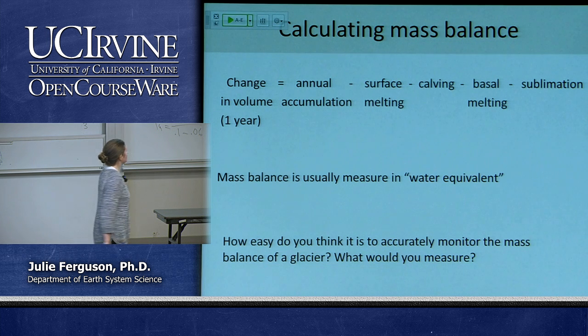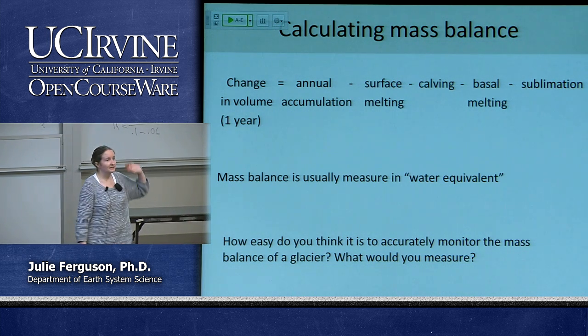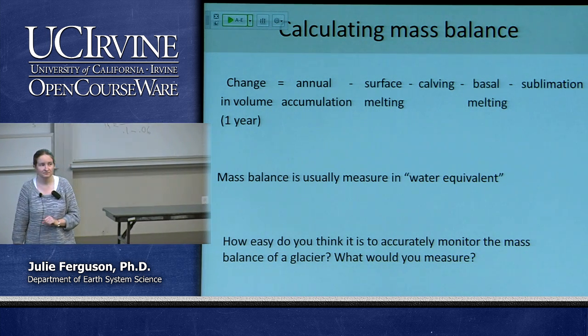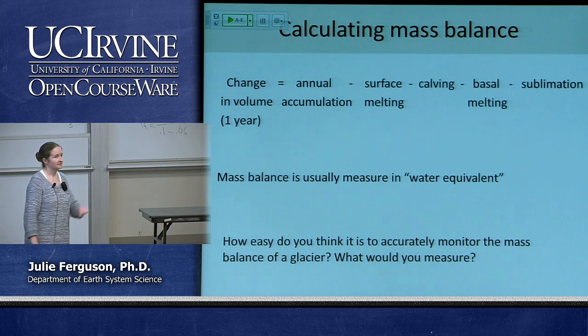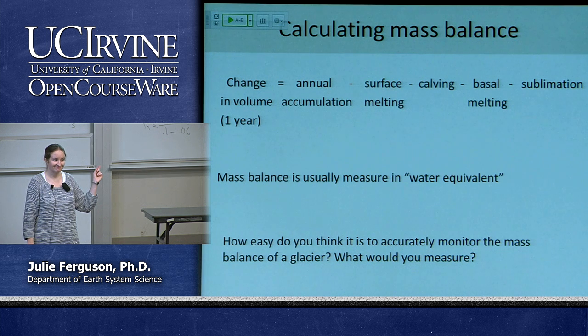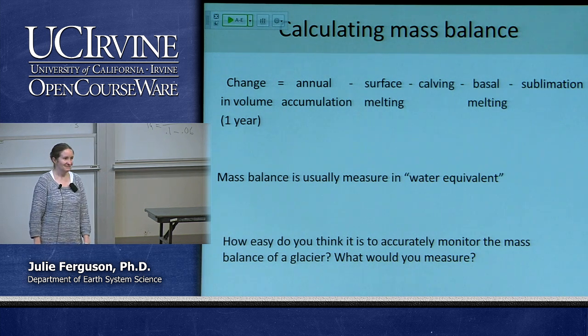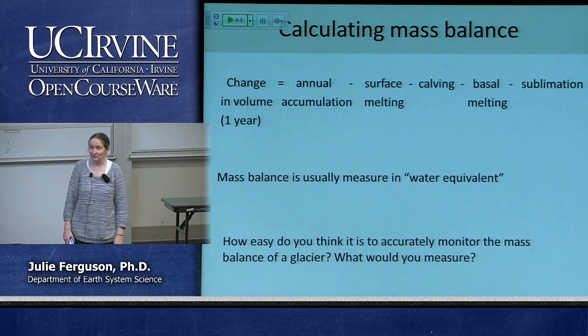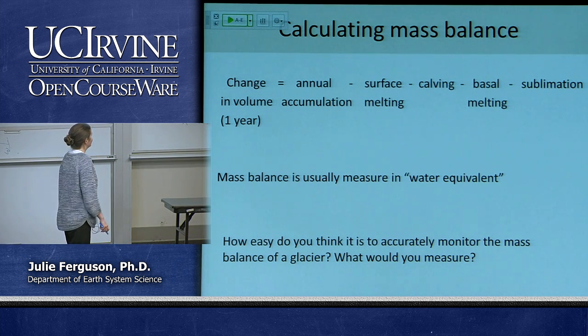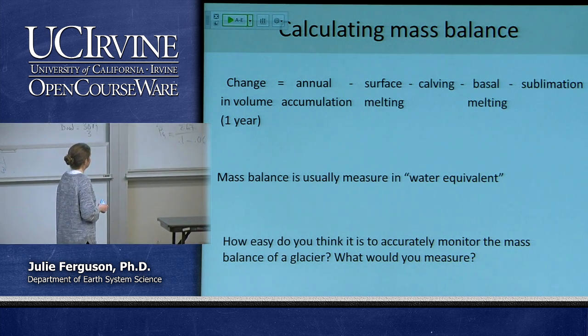So here's a question for you. That's our little equation that tells us how our glacier is changing. How easy do you think it actually is to measure this? People at the front are shaking their head. It's not going to be easy actually to get at all of these components. And so what we're going to do is think about how we might do that.